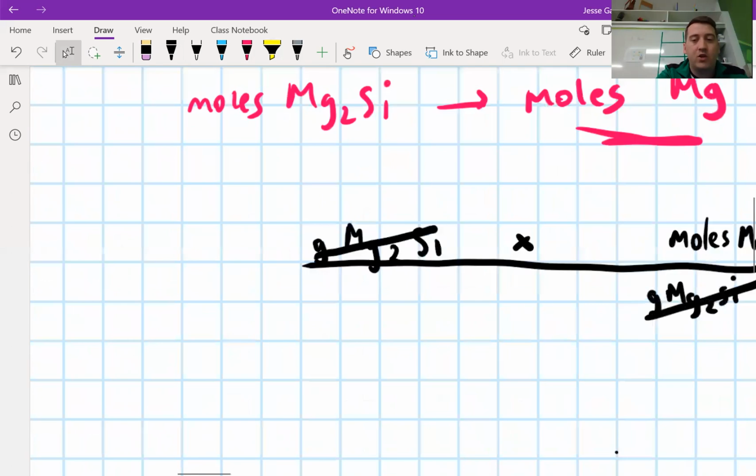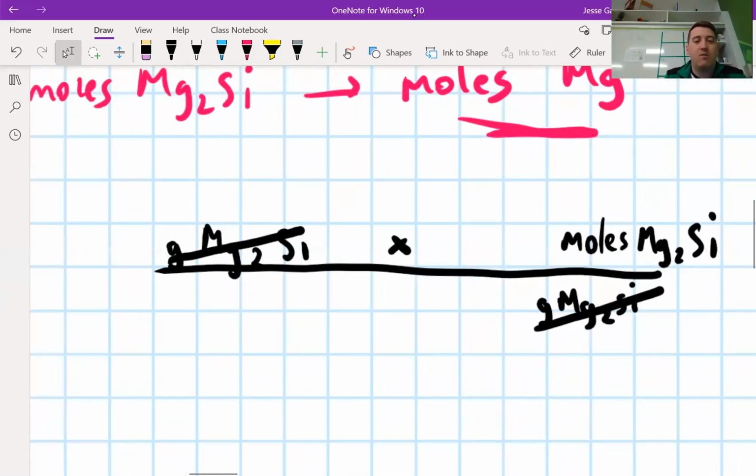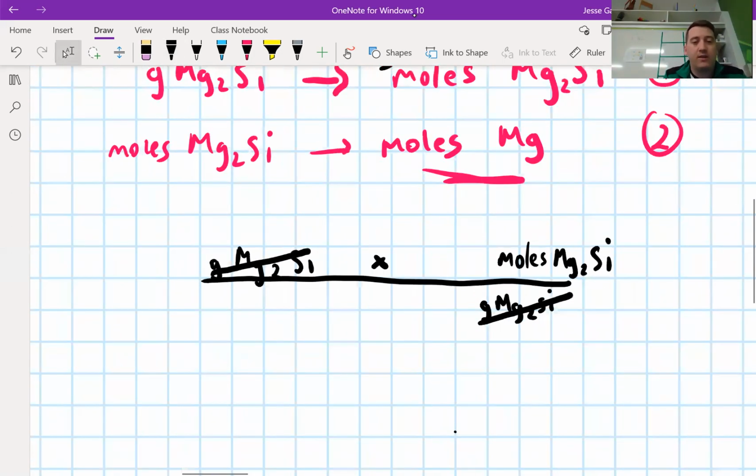Okay, so the way you should have done this is we should have said, okay, we're starting with 7.6 grams of Mg2Si. And the next thing we want to know is that for every 1 mole of Mg2Si, how many grams is that? The answer is the molar mass of that substance. So 1 mole of any substance is the molar mass in grams.